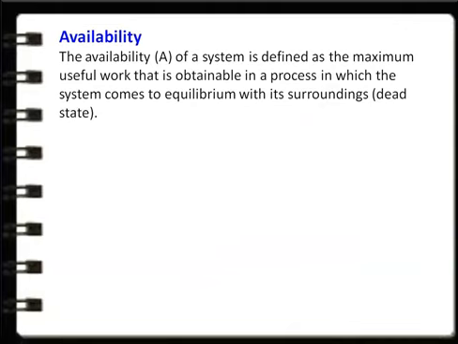Availability. The important parameter is availability. The availability A of a system is defined as the maximum useful work that is obtainable in a process in which the system comes to equilibrium with the surrounding. The surrounding, as I mentioned earlier, is called the dead state.